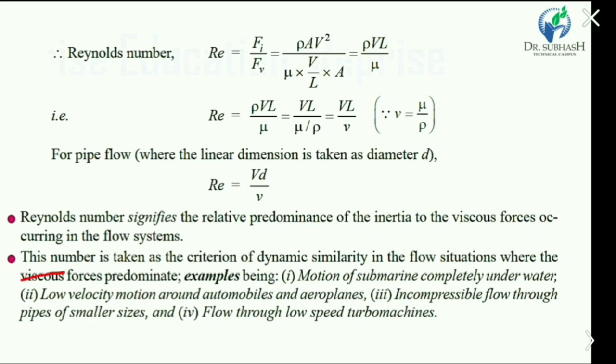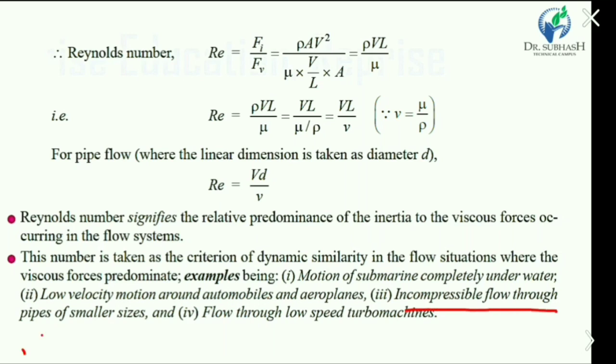Now this number is taken as a criterion of dynamic similarity in the flow situation where the viscous force is predominant. Examples are given where the Reynolds number is important. First one is the motion of a submarine completely underwater. Second one is the low velocity motion around the automobiles and aeroplanes.